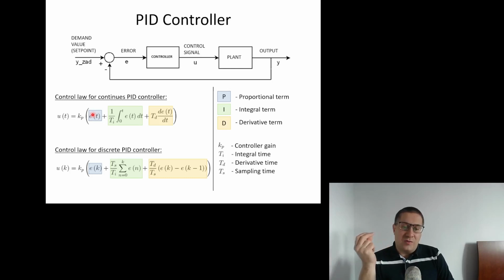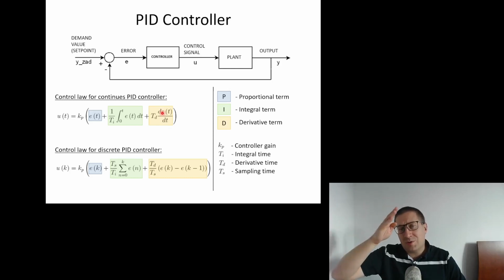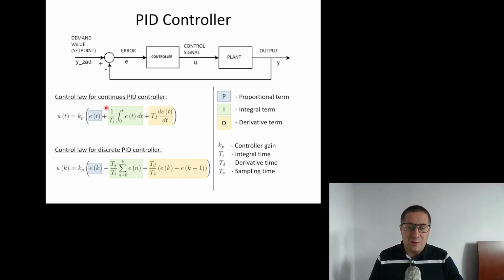In case of the derivative term, we try to, let's say, predict what would be the value of the error. So we are observing the changes of the error. If the error is rising, it means that temperature is dropping. We will assume, oh my gosh, it's going down, we should do something, right? So the output signal value is proportional to those changes.